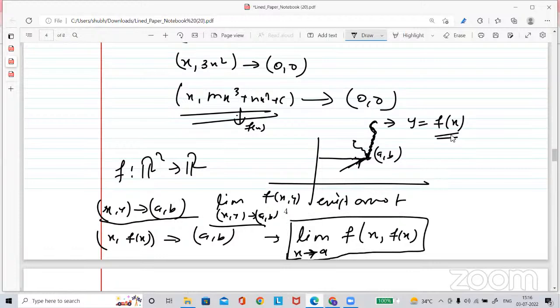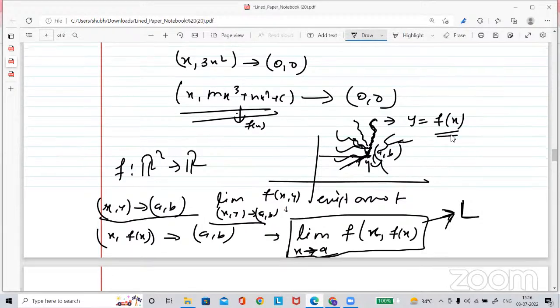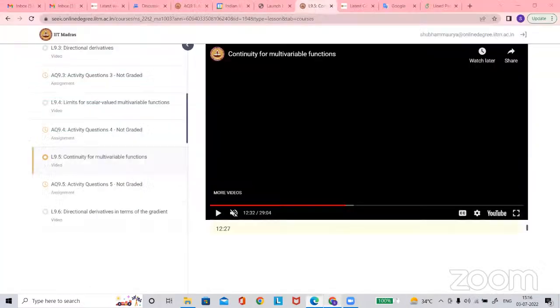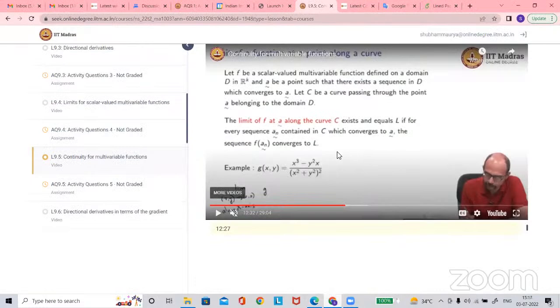Okay, see that y can be written as this function of x. So if this limit exists and is equal to some L, whatever approach you are taking, each time your function's limit is exactly going to L, then you will say that this function has a limit, and it has limit L. Let me show the proper example here, then it may be more clear.